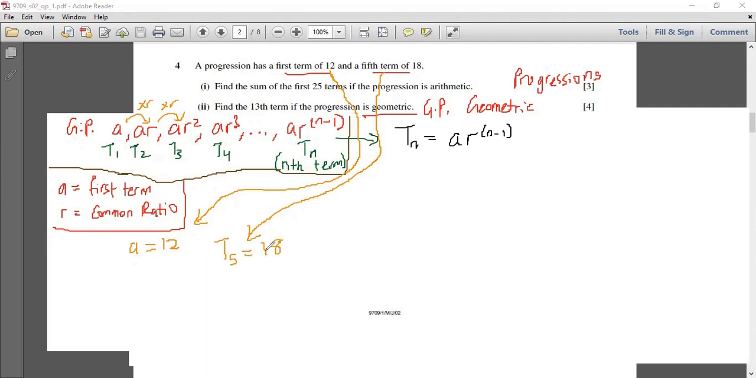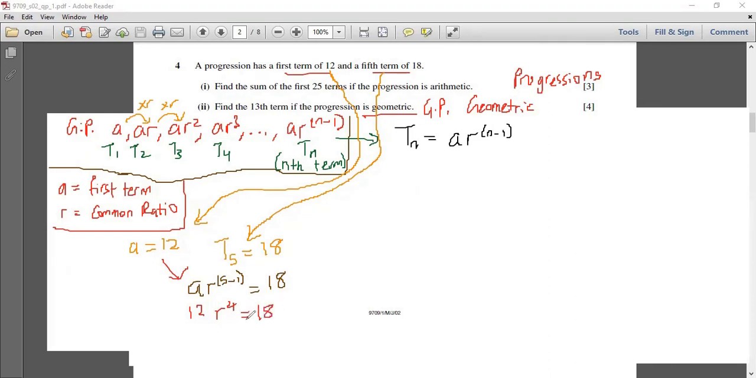T5 is 18. So I'm just going to substitute the formula you see there. So it becomes ar, oh, 5 means 5 minus 1, right? Equals 18. So I just substitute out the a. This becomes 12, as you can see. This is r to the power of 4. And then this is 18.